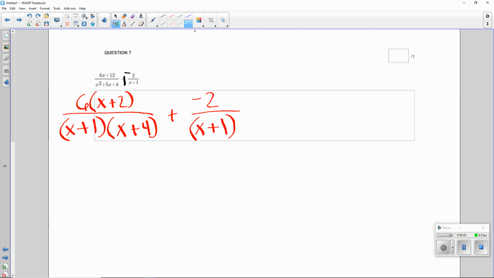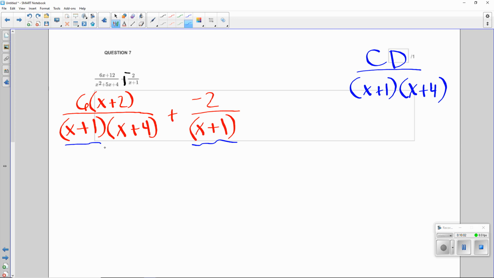All right, so nothing cancels out, so we need to get a common denominator. So it's everything at the bottom. So notice my common denominator is x plus 1 and x plus 4. I did not write x plus 1 a second time, because they already have the x plus 1 in common. See, we don't need to write that twice. Technically can, but it's just going to make more work for you.